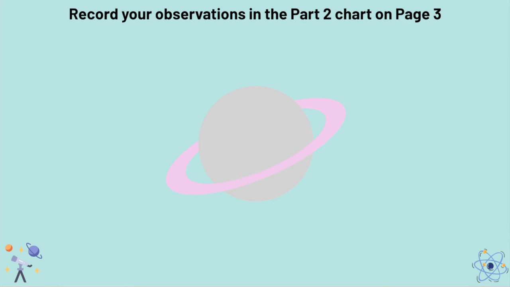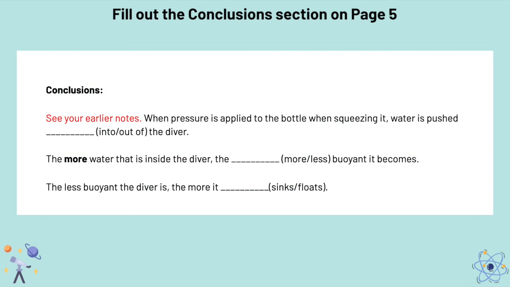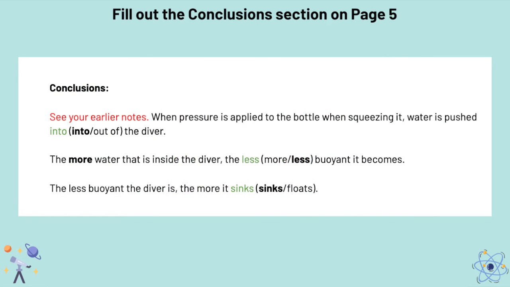Now let's try to form some conclusions based on our observations. Go to page 5 of your worksheet and pause the video here and try to fill out the conclusions section at the top of your page. Okay, your conclusions should look something like this.